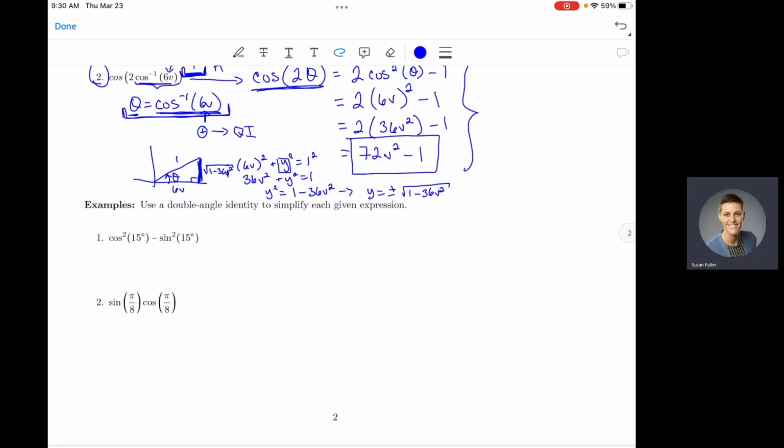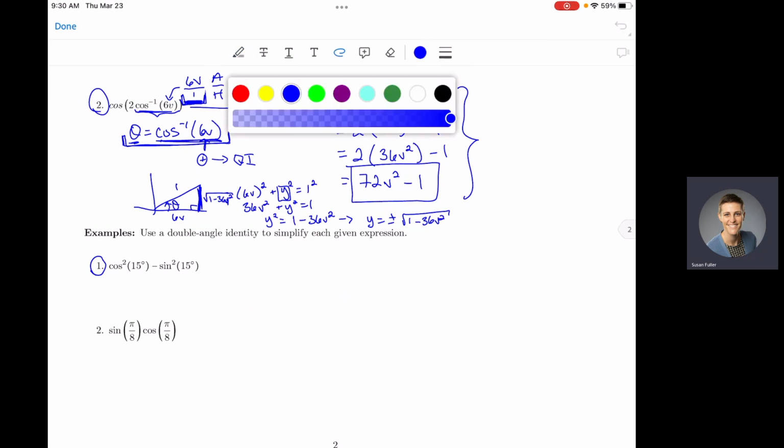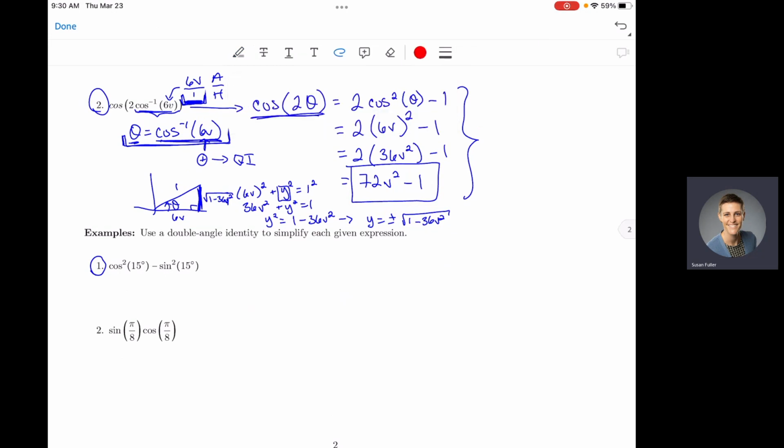Okay, and I wanted to go through these examples down here with you as well. These aren't going to feel quite as new and different. This is going to feel very similar to what we did with the difference formulas. So we want to use a double angle identity to simplify each expression.